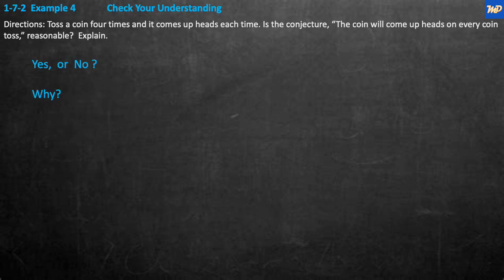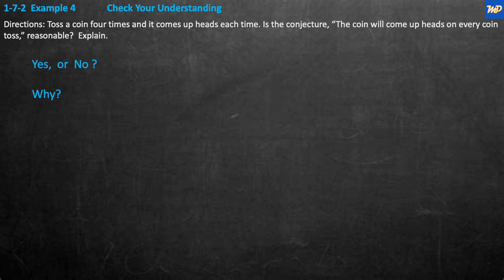Example 4, check your understanding. For the directions here, it says toss a coin 4 times and it comes up heads each time. So it's asking the question, is the conjecture the coin will come up heads on every coin toss reasonable? And then explain. Well, a coin has 2 sides to it, a heads and a tails. If it's a good solid coin and not a trick coin of some type, odds say that it should come up heads at least half the time. It's one occurrence out of 2 possible, so it's 1/2 of the time.